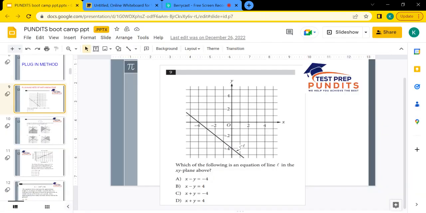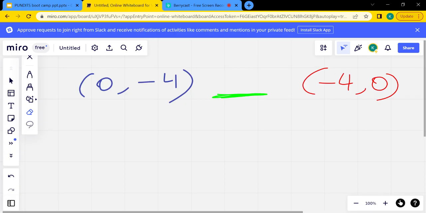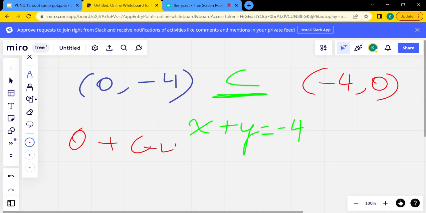Let's take a look at option C. X plus y is equal to negative 4. Now let's take a look at the first point. 0 plus negative 4 is negative 4.